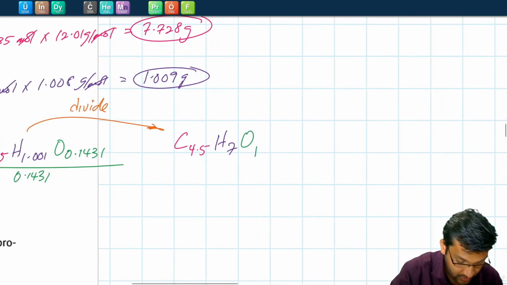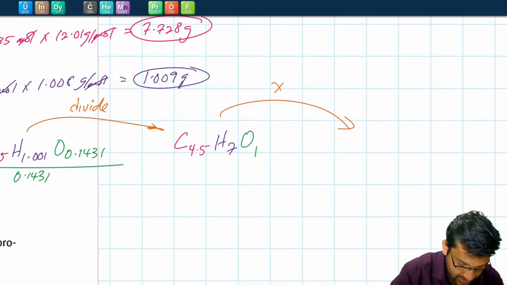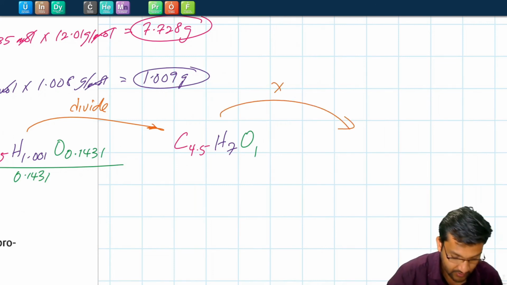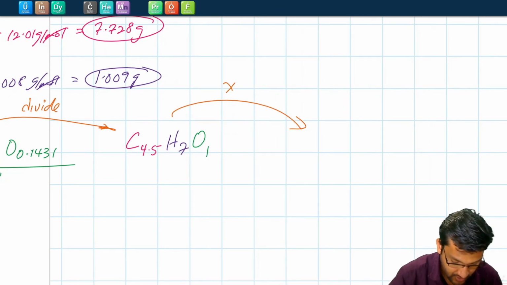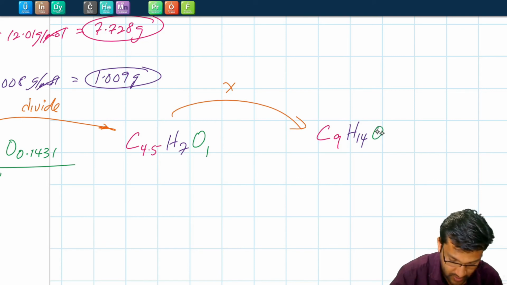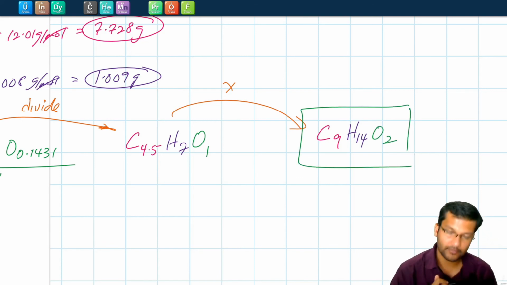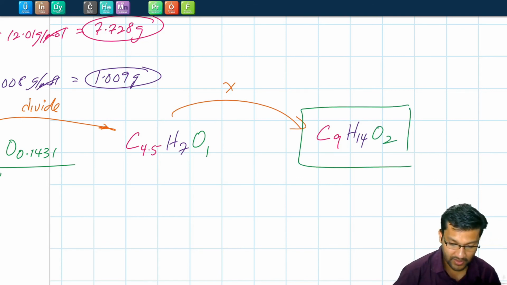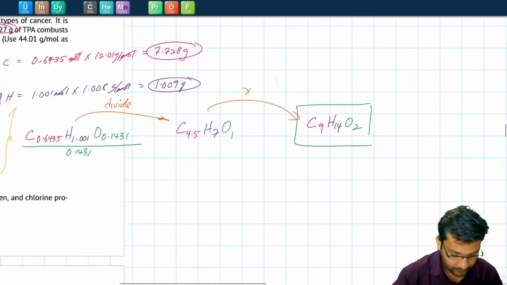But they're not all whole numbers, so let's multiply by small whole numbers. Try 2 first. If that doesn't work, try 3. If that doesn't work, try 4. So 4.5 multiplied by 2 is 9, so C9. H, 7 times 2 is 14. O, 1 times 2 is 2. So here we have it, our empirical formula for this compound.